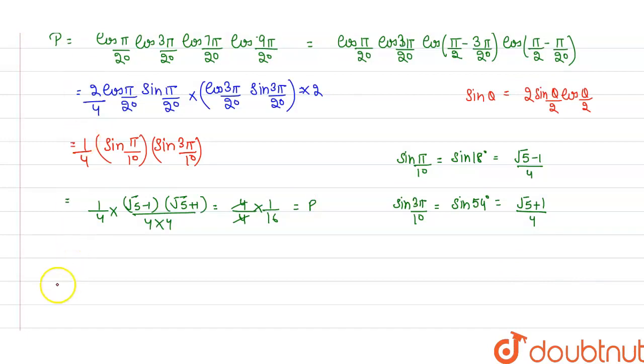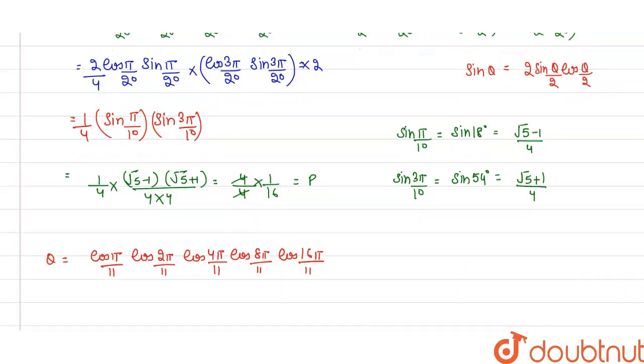Now let's find the value of q. Now q is given to us, that is cos pi by 11 into cos 2 pi by 11 into cos 4 pi by 11 into cos 8 pi by 11 and into cos 16 pi by 11.